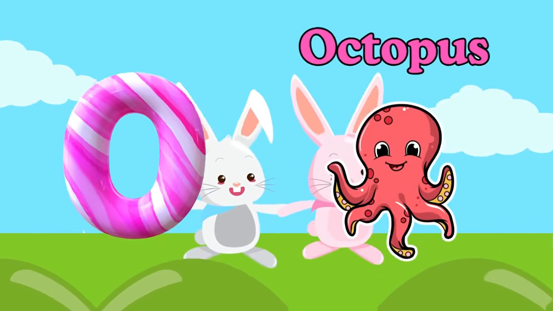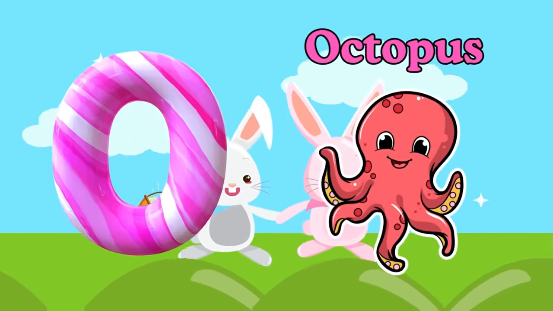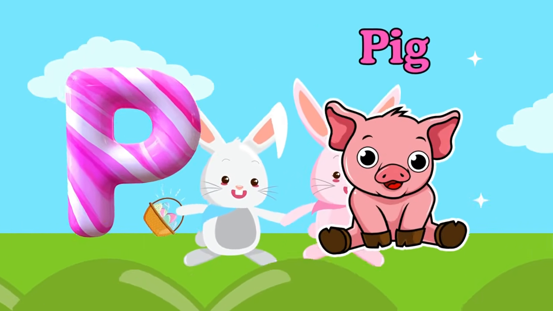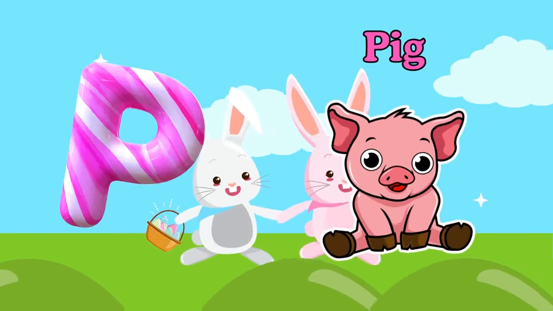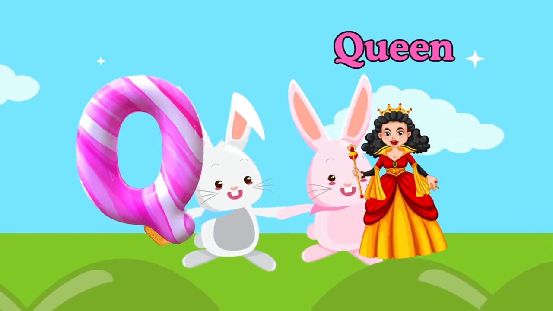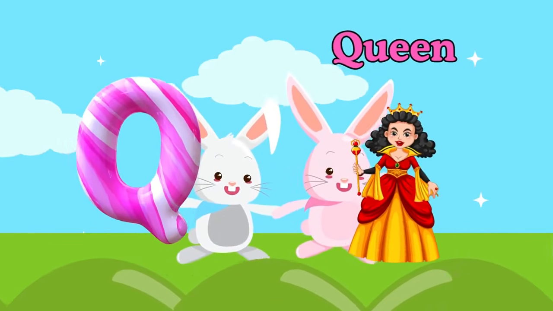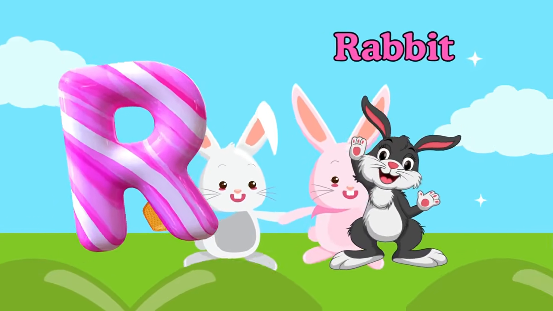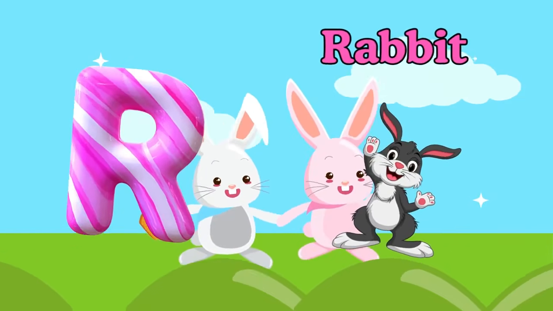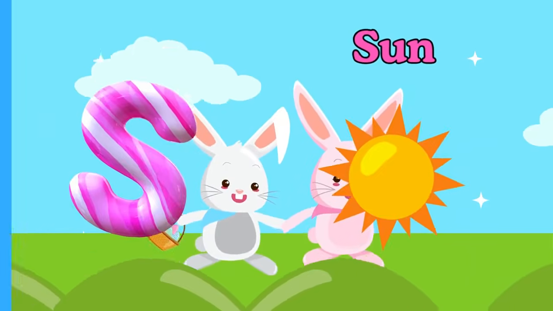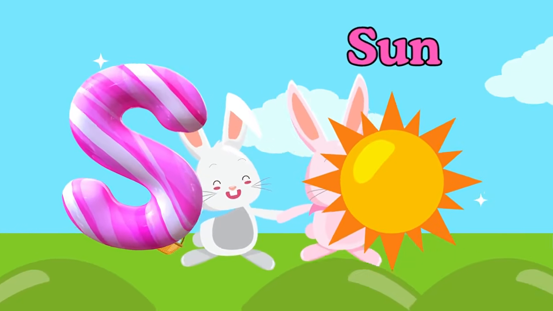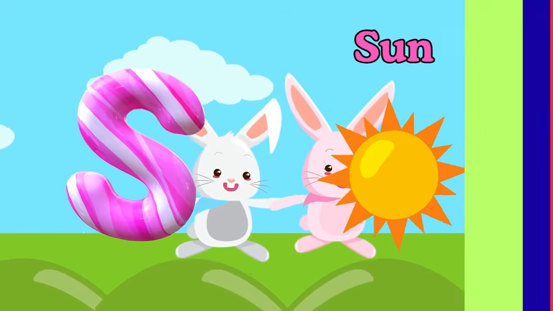O is for octopus, octopus. Octopus. O is for octopus. P is for pig, pig. P is for pig. Q is for queen, queen. Q is for queen. R is for rabbit, rabbit. Rabbit. R is for rabbit. S is for sun, sun. Sun. S is for sun.